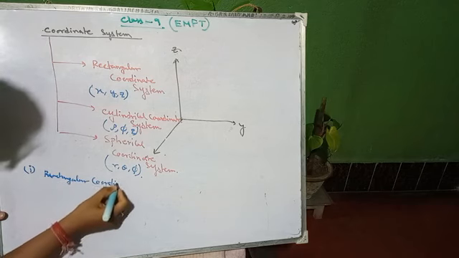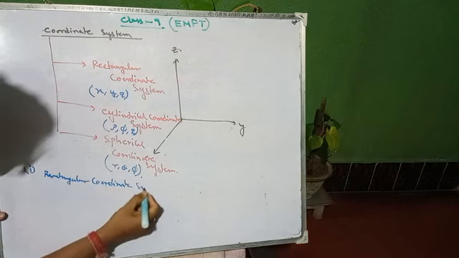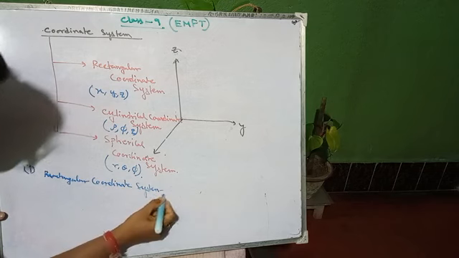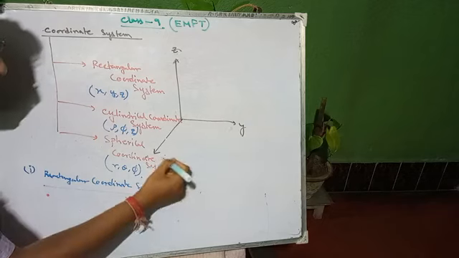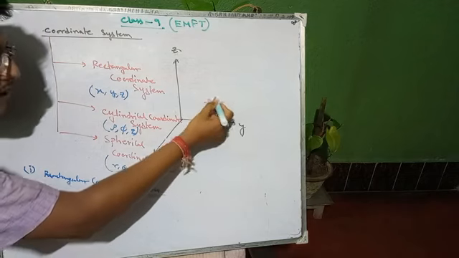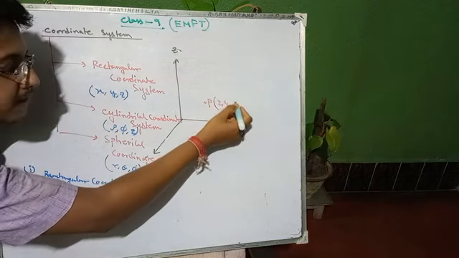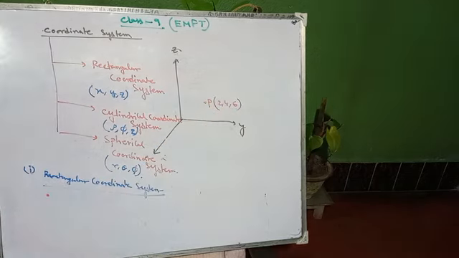Rectangular coordinate system. So rectangular coordinate system is what? So how to locate? First point is how to locate a point in this system. So how to locate? Suppose we have a point, suppose 2, 4, 6. So 2, 4, 6 is a point. Okay, that means x equals 2, y equals 4, z equals 6.